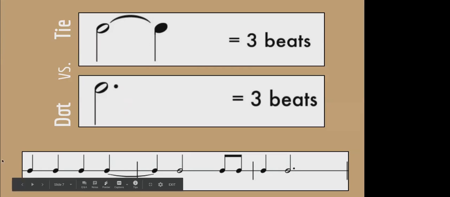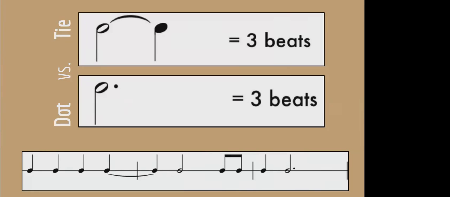A tie oftentimes occurs when there's a longer held note across a bar line. We'll talk more about bar lines in a moment. But if you look at this rhythm right here, I'll clap that out for you. It goes like this: clap, clap, clap, then you hold, hold, ti, ti, ta, one, two, three. So the musical dot adds half of the value of the note it's attached to, its partner note.